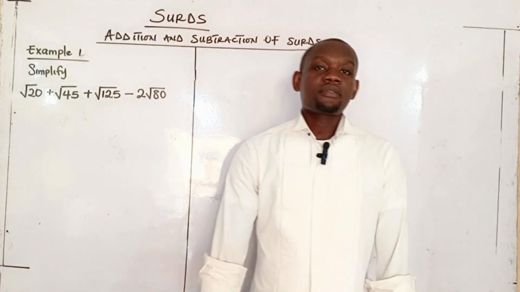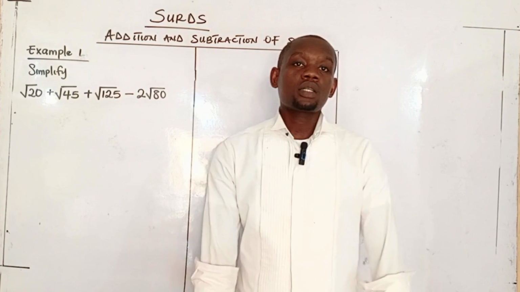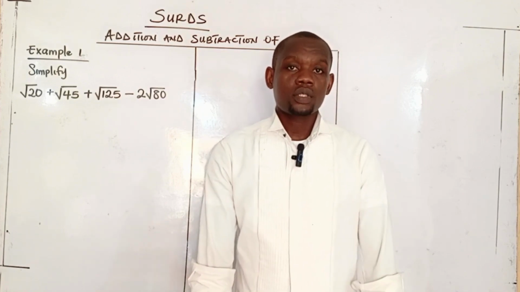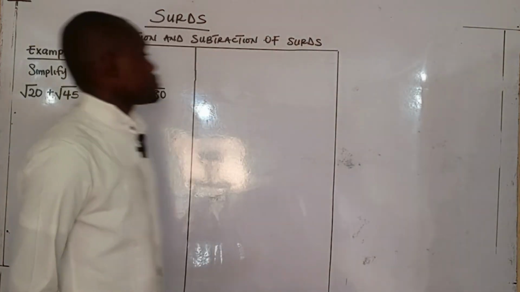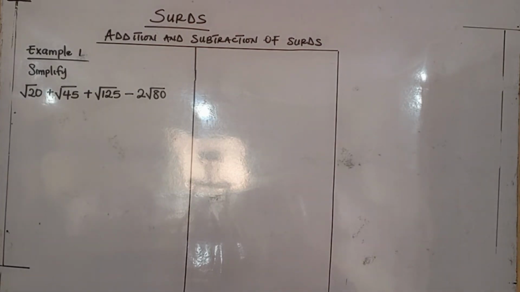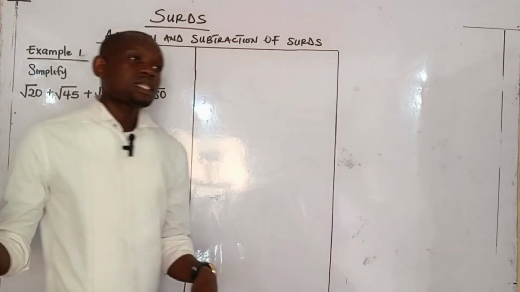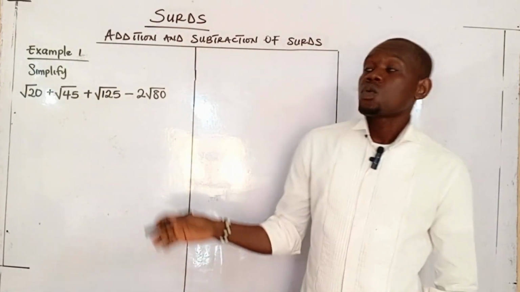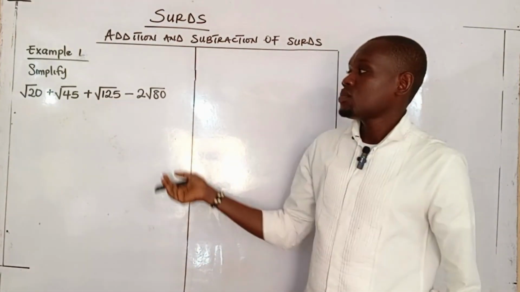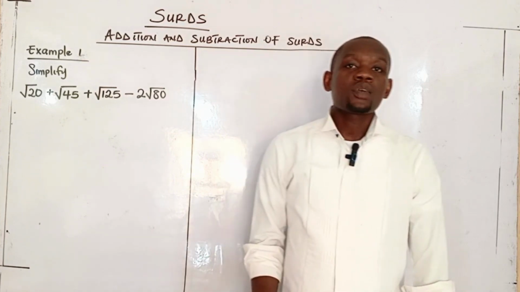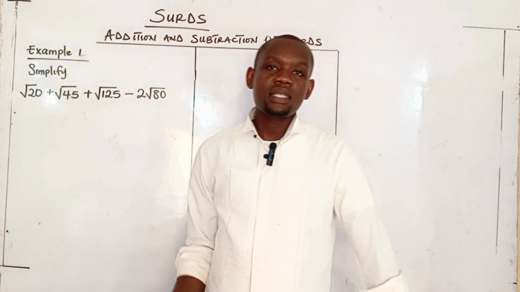Now let's take a look at our first example on the addition and subtraction of surds. If you look at the board, the question we're given here is we are asked to simplify square root of 20 plus the square root of 45 plus the square root of 125 minus 2 the square root of 80. Now if you look at this question, you see that we cannot go ahead to add or subtract because they are not yet in their basic forms.